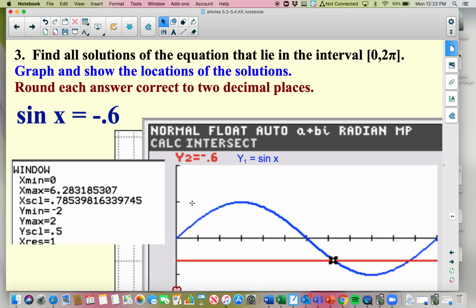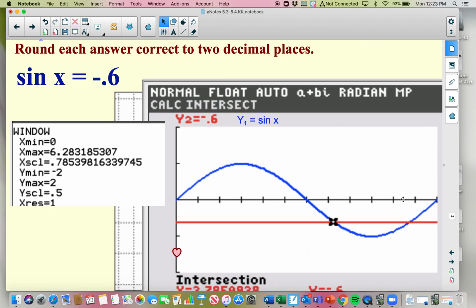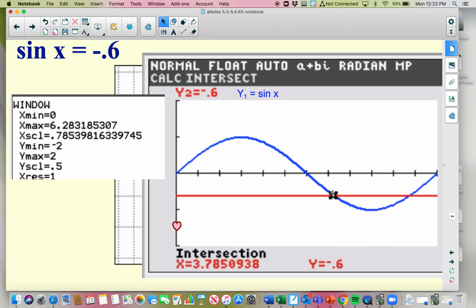Obviously you should definitely pick up your calculator and make sure you can do this, because listening to me explain it will probably make sense, but you need to make sure you can see this as well. Okay, so in my y1, I have sine of x. You can see that in blue. In my y2, I have the -0.6, that's this horizontal line. And between 0 and 2 pi, which my window is set to, I want to know what the solutions are. Okay, so I calculated this intersection, and you can see that it was at 3.78.